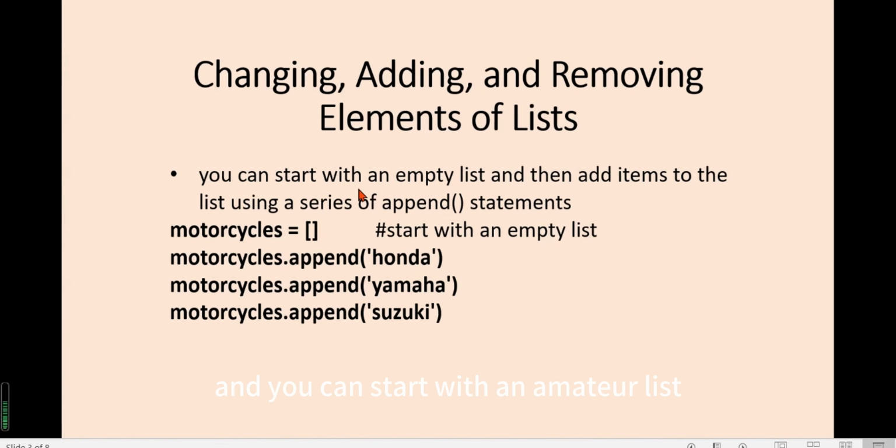And you can start with an empty list and then add items to the list using a series of append statements. Here we create a motorcycles list but with no items in the list. So this is an empty list. Then we first append Honda to the list, then append Yamaha, and so on, append Suzuki, then at the end the list motorcycles will have 3 items.